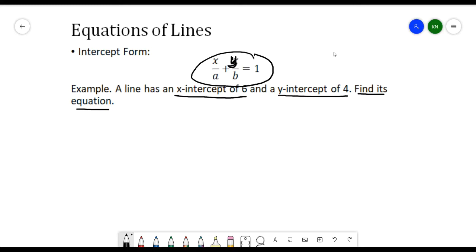Basically, you can just plug in the values of 6 and 4 to our a and b, and then you can already get the equation of your line. So we have x over 6 plus y over 4 is equivalent to 1. So that is already the intercept form equation of your line.